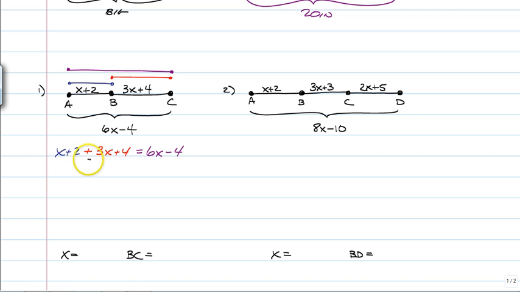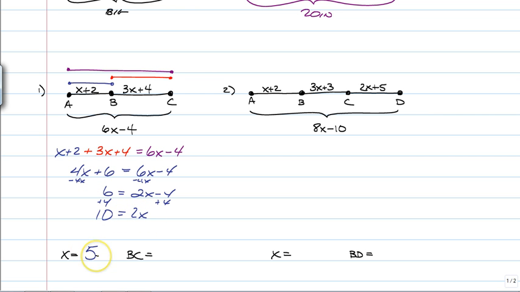So on this side, we're just going to combine our like terms. x and 3x makes 4x, 2 and 4 makes 6, and that's equal to 6x minus 4. Subtract our 4x from both sides, and we have 2x minus 4 is equal to 6. Add 4 to both sides. 10 is equal to 2x, which means x is equal to 5. So now we know what x equals. x is equal to 5.